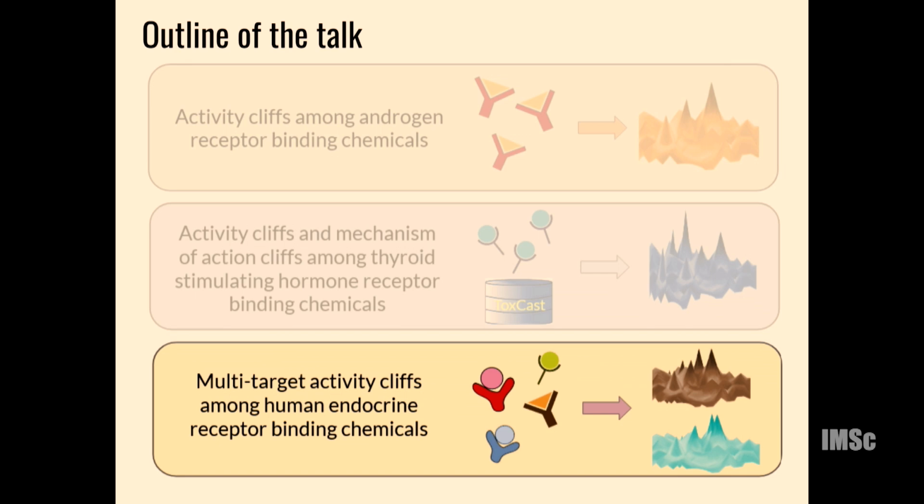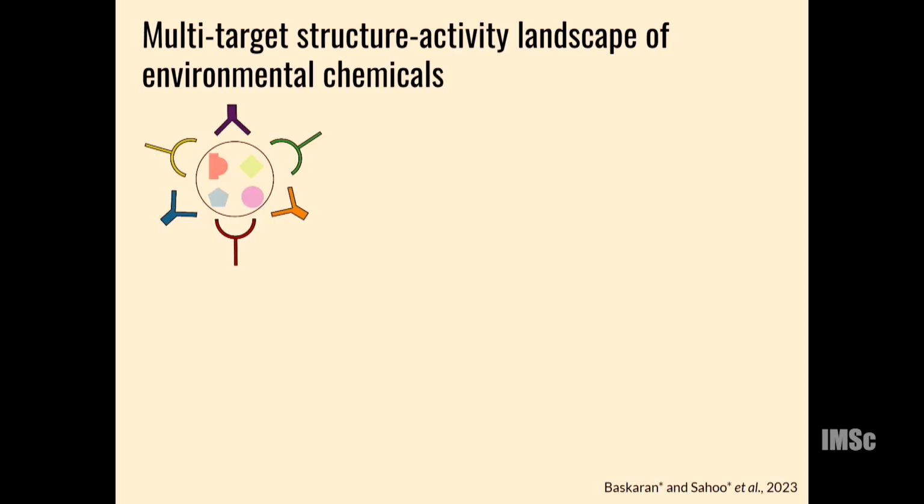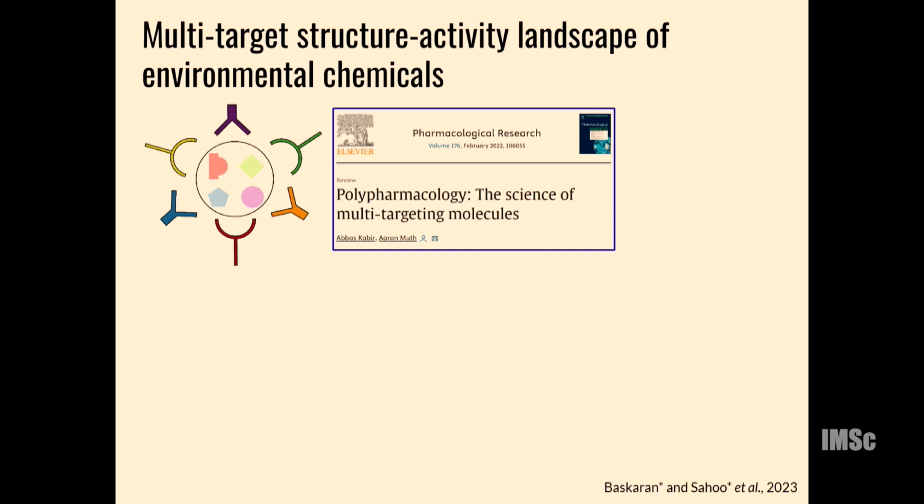So here we are asking the question, how do we analyze the multi-target nature of the structure activity landscape of environmental chemical space? In general, chemicals can show promiscuity in binding to multiple receptors, and this notion is very well studied and analyzed in the context of pharmacology, and the same concept is not very well studied in environmental chemical space. However, there is some evidence, for example bisphenol A, which can bind to multiple endocrine receptors in humans, and in this context ToxCast has again screened several thousand environmental chemicals across all different human endocrine targets.